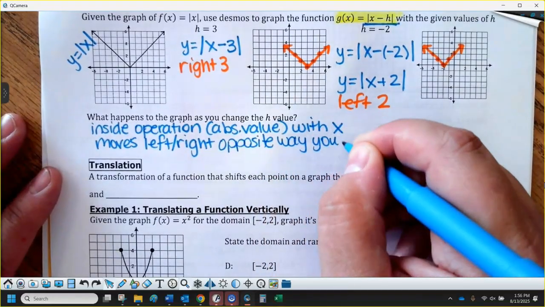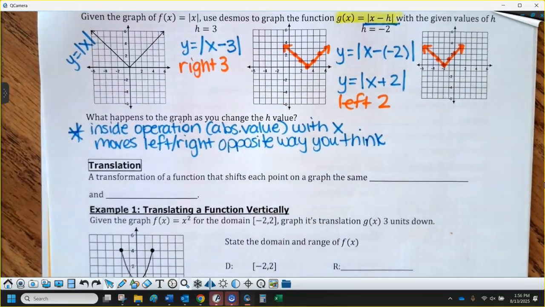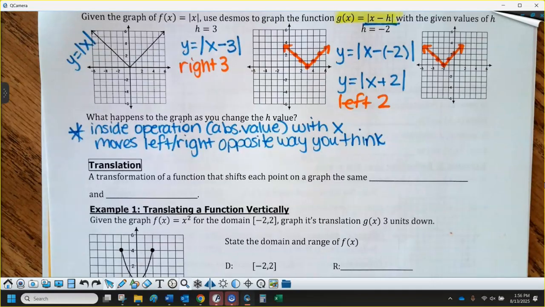And this is super important. This works for any type of, I said operation. So like absolute value, square root, if I square something, if I take the cube root of something, this works for every type of graph, not just the absolute value. If you're shifting left or right in the equation, it goes the opposite way that you think.